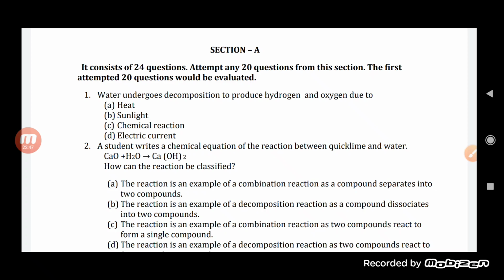Here the first question is: water undergoes decomposition to produce hydrogen and oxygen due to what? When water undergoes electrolytic decomposition, it is because of the electric current only that this decomposition actually occurs. So water undergoes electrolytic decomposition to produce hydrogen and oxygen gas. Okay, so we can say here it is the electric current.